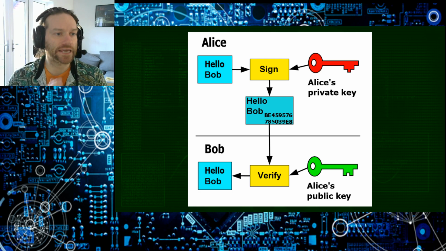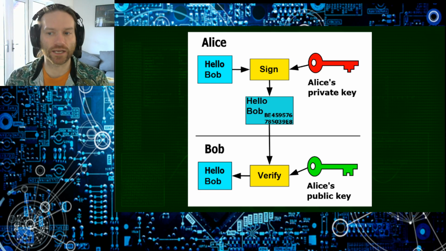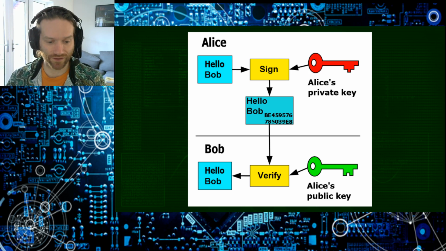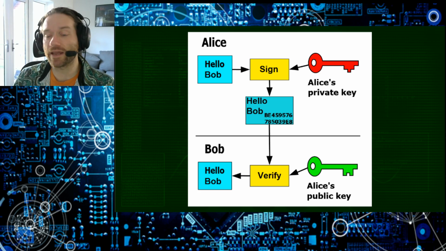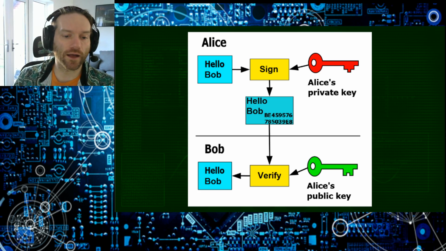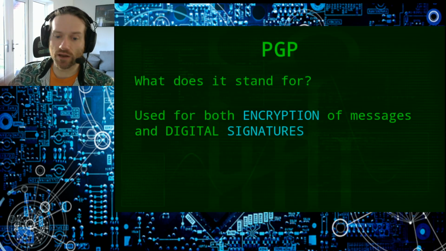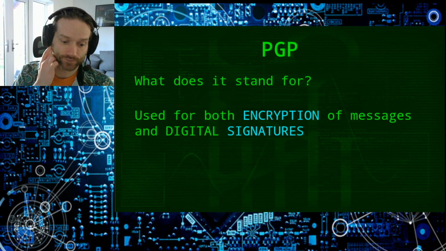When I send an email, I usually sign it using my private key. I don't encrypt it because I'm not really sending anything that needs protecting, but it does mean that people can verify that it's definitely come from me and not some imposter pretending to be me. Okay, so there's this thing called PGP.